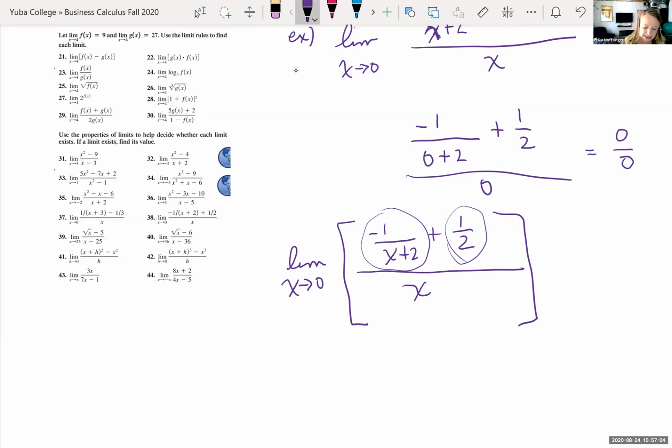So our LCD is the factor x plus 2 times the factor 2. So we're going to go in here and multiply this by a fancy 1: x plus 2 times 2, over x plus 2 times 2.